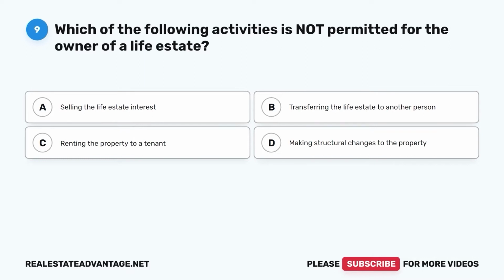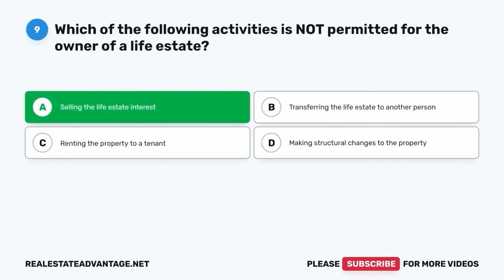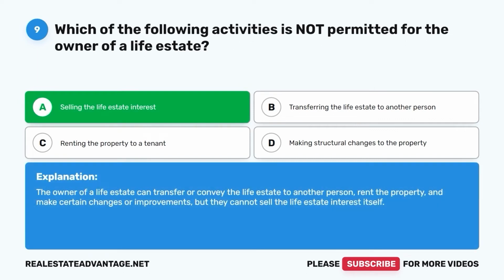Question 9. Which of the following activities is not permitted for the owner of a life estate? A. Selling the life estate interest. B. Transferring the life estate to another person. C. Renting the property to a tenant. D. Making structural changes to the property. The correct answer is A. Selling the life estate interest. The owner of a life estate can transfer or convey the life estate to another person, rent the property, and make certain changes or improvements, but they cannot sell the life estate interest itself.